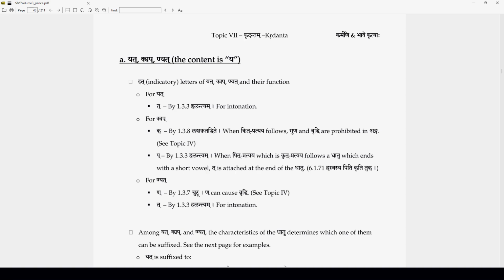So when we study any pratyaya, we have to know which ones are the it letters. There could be one it letter, more than one it letter in a pratyaya. In the yat case, it is shown here that in the yat pratyaya, the takara at the end is the it letter. That means it is removed in the prakriya process. So how is it removed?